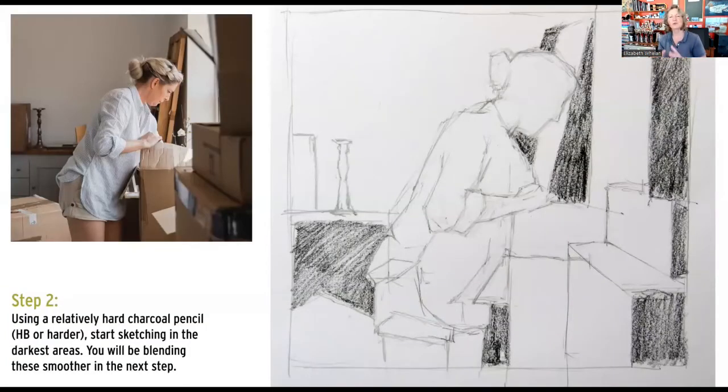Okay, so the first thing we're going to do is put some charcoal down in the darkest areas. And I use a relatively hard charcoal pencil, but not too hard, not like a 4H or something, like an HB or an H if you've got that. Because the first thing that happens is you're like, oh, this is a super dark medium. And it is a little bit difficult to get an even tone the way that we did in pencil. So just keep in mind, you'll be blending this stuff smoother in the next step. So don't get too worried about this.